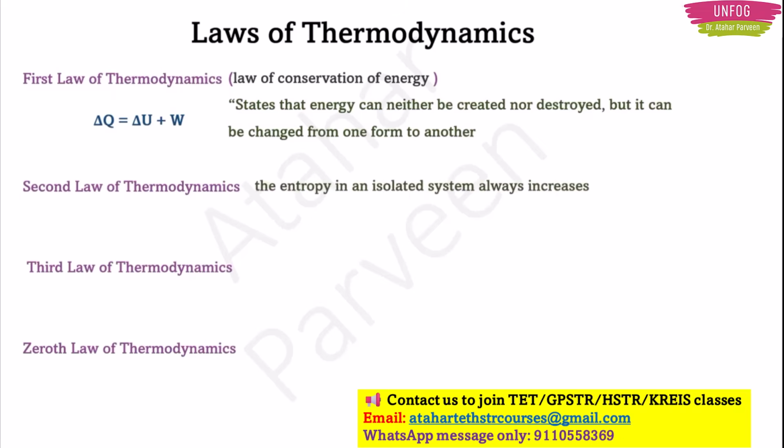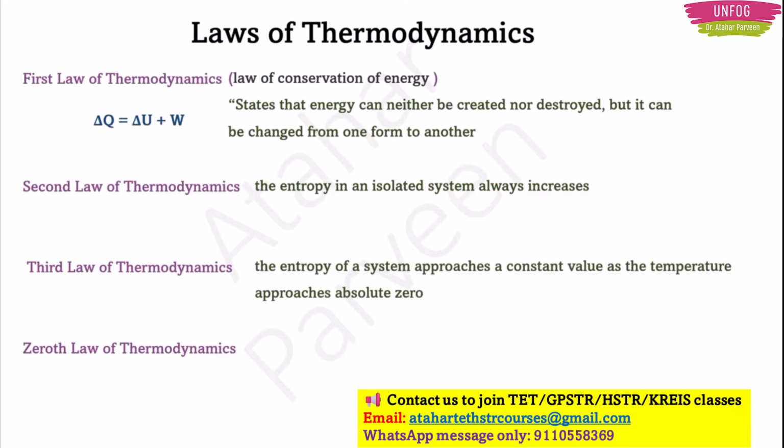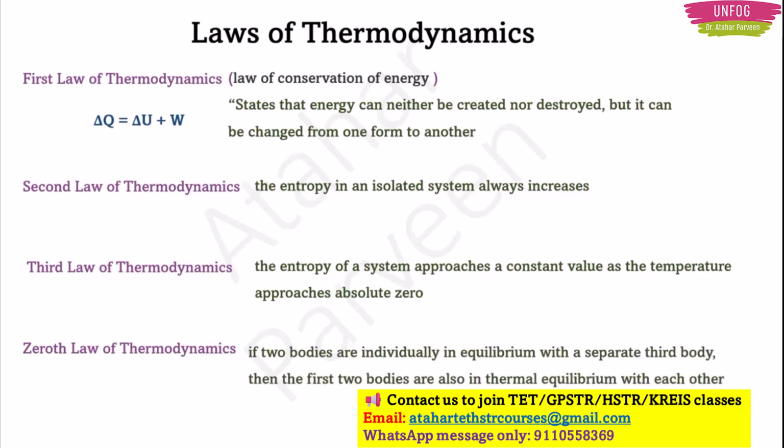Then the second law of thermodynamics states that the entropy in an isolated system always increases. Entropy means disorderliness in the system. I will talk more on this with an example. Okay, here I am just giving you a glance of these laws. I will talk with more descriptions again. Okay, then the third law of thermodynamics states that the entropy of a system approaches a constant value as the temperature approaches absolute zero. Then the zeroth law of thermodynamics, this is the more basic law. It states that if two bodies are individually in equilibrium with a separate third body, then the first two bodies are also in thermal equilibrium with each other.